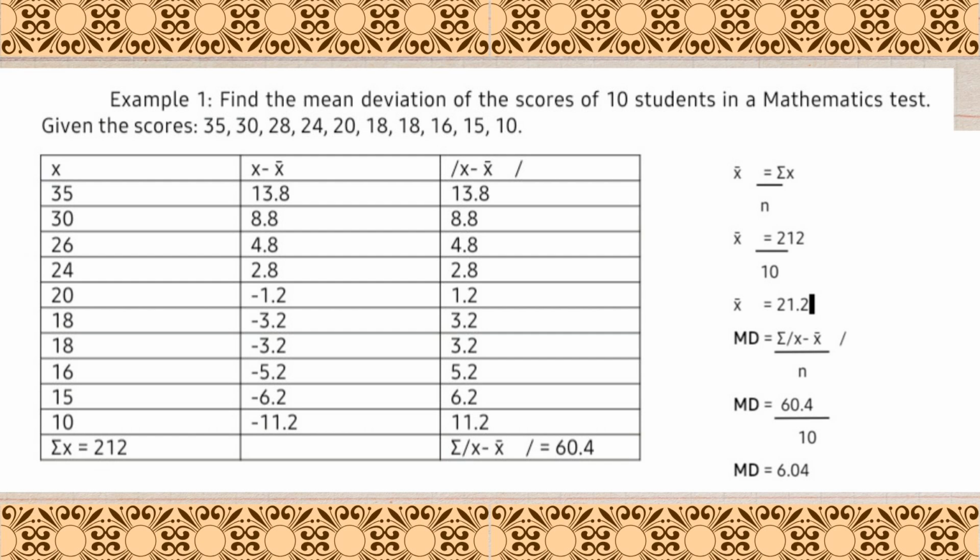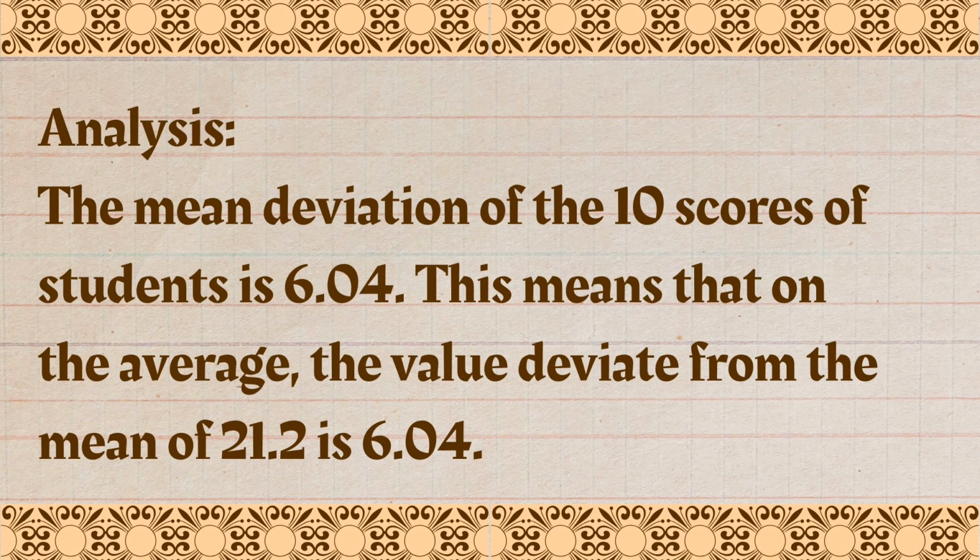60.4 is the absolute value. Of course, we divide it by 10. And the answer is 6.04. The mean deviation of the 10 scores of students is 6.04. This means that on the average, the values deviate from the mean of 21.2 by 6.04.